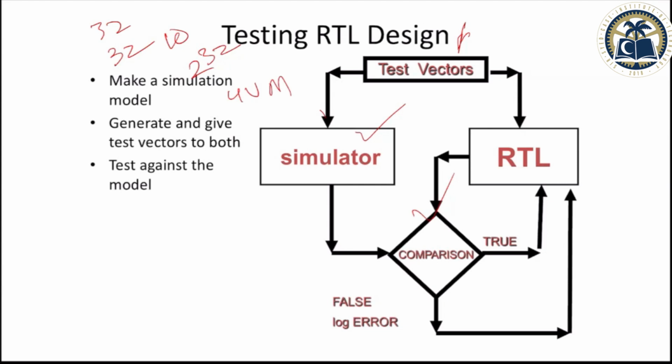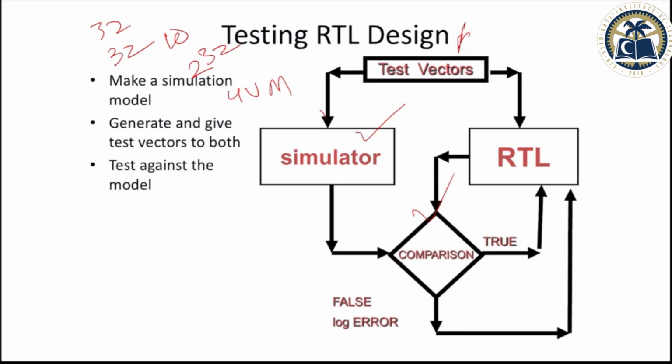And so you have to be very creative. And this is the minimum that you can do: have a simulator which you believe works, give your test vector to both the simulator and your RTL code, and then automatically check and automatically log.